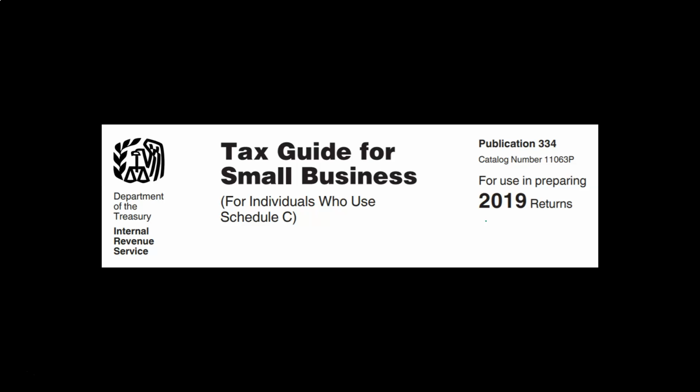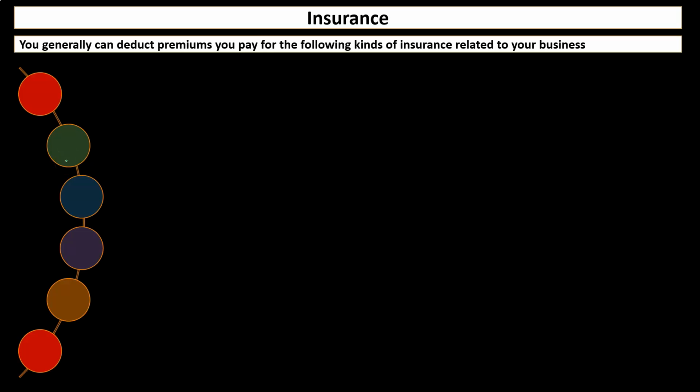However, note that the primary information is coming from 2019. If you want to look into more detail on any specific topic, you can look this up yourself. The 2020 should be up shortly, and it'll be on the IRS website at irs.gov.